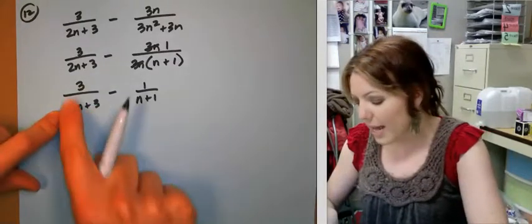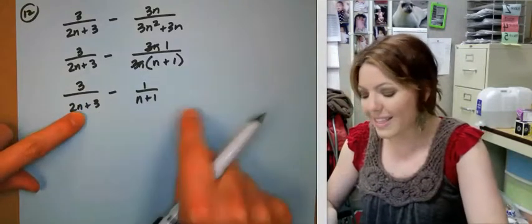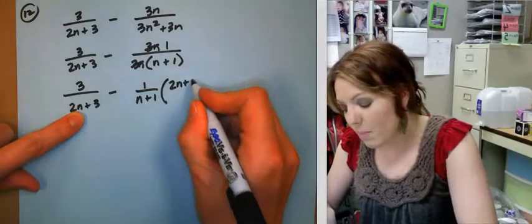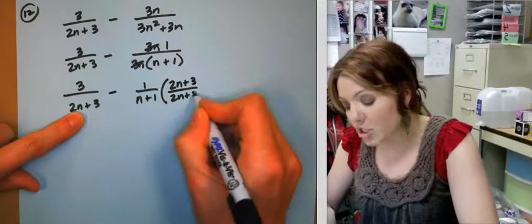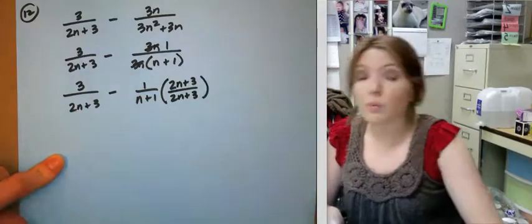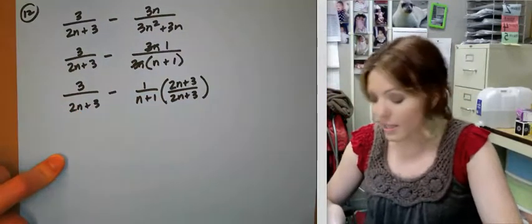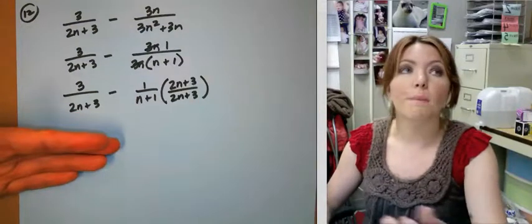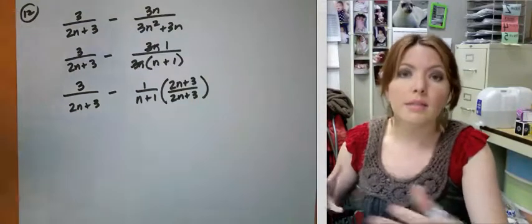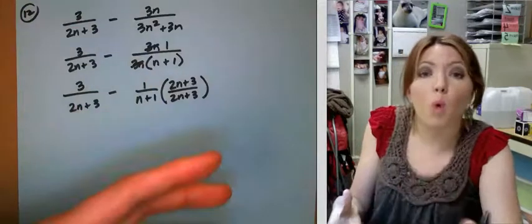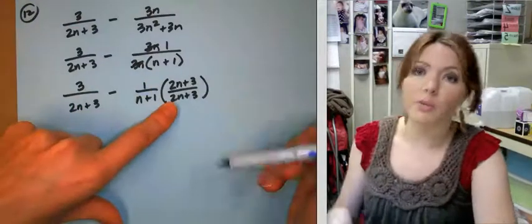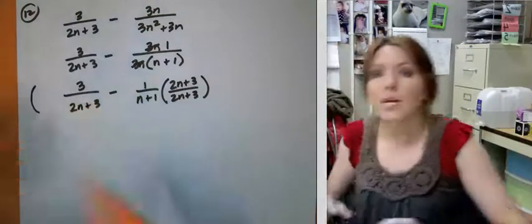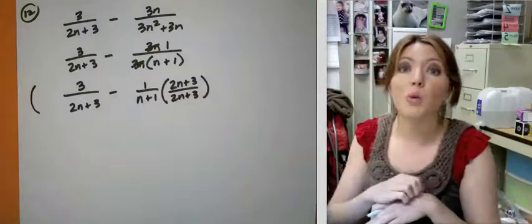This one has a denominator of 2n plus 3. This one is missing 2n plus 3. So we're going to multiply both the numerator and denominator by 2n plus 3. The reason we have to do both the numerator and denominator is that if you divide something by itself, you end up with the number 1. In other words, 2n plus 3 divided by 2n plus 3 is 1. So we're not changing that fraction, we're just proportionally increasing it by 2n plus 3.